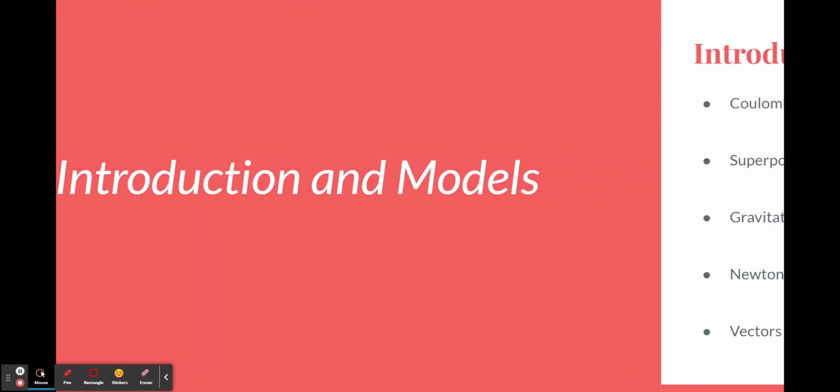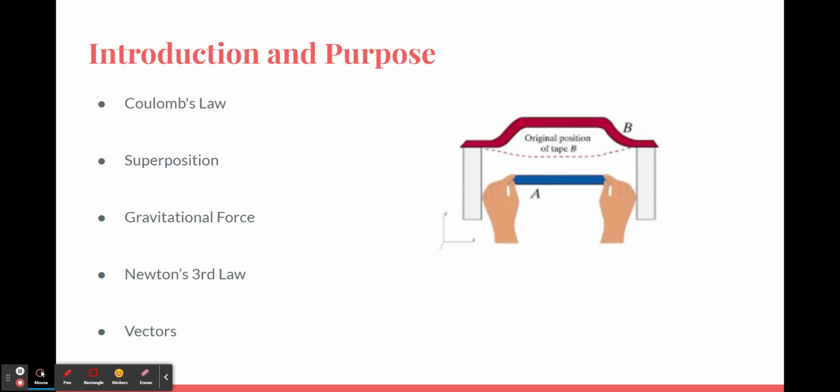Introduction and models. Now, this lab discusses four key topics. The first being Coulomb's law, which explains the electric force of attraction or repulsion between two stationary objects, followed by gravitational force, which deals with the force applied from one object to another in terms of gravity, then followed by Newton's third law, which states for an action, there is an opposite and equal reaction, which would be relevant when dealing with the floating tapes. And finally, vectors, which are arrows that indicate magnitude and direction.